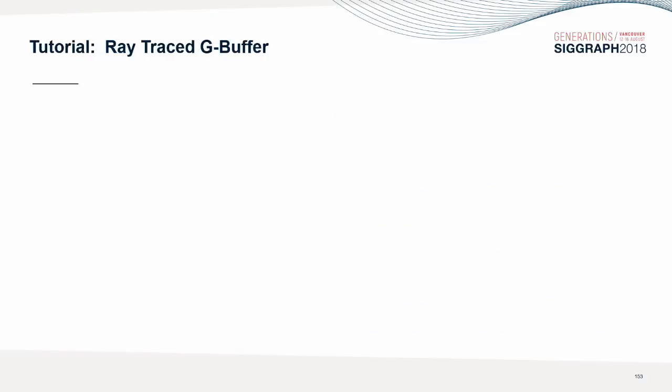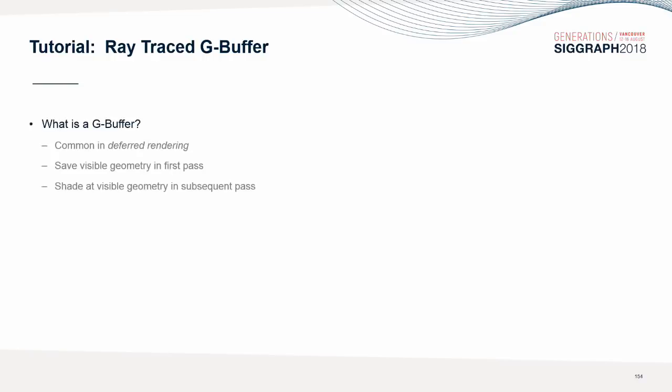All right, so let's go to a more interesting example. This is an example in the tutorials you can get online. Let's build a ray traced G-buffer. For those of you who don't know what a G-buffer is, it's commonly used in deferred rendering. The basic idea is you're going to save all the visible geometry in a first pass, and then you'll shade it again in some later pass using some more complex shader.